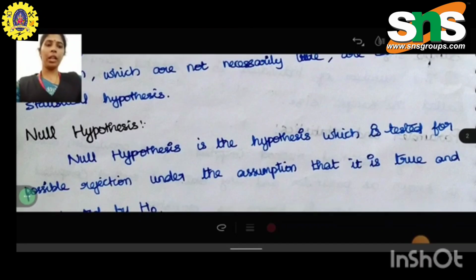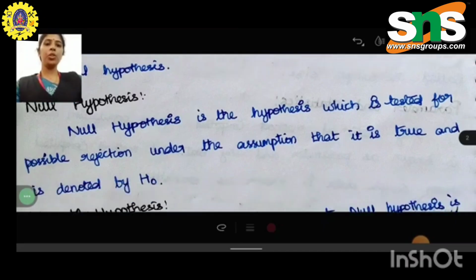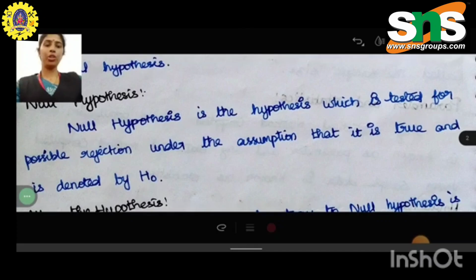So the first one is null hypothesis. Null hypothesis is the hypothesis which is tested for possible rejection under the assumption that it is true, and it will be denoted by H0. So for any given data, first we have to assume the null hypothesis, and we assume that the null hypothesis is the true value, and we will calculate the test statistic for the particular data using formulas based on whether it is a large sample or small sample.